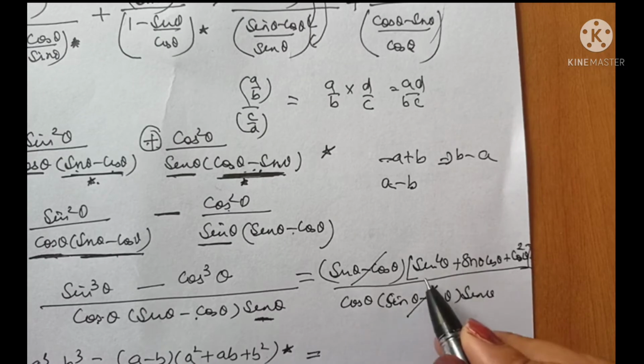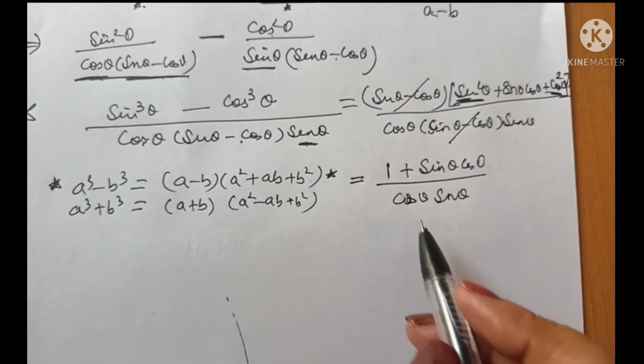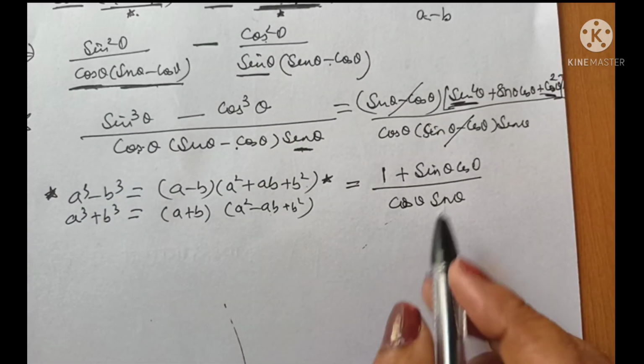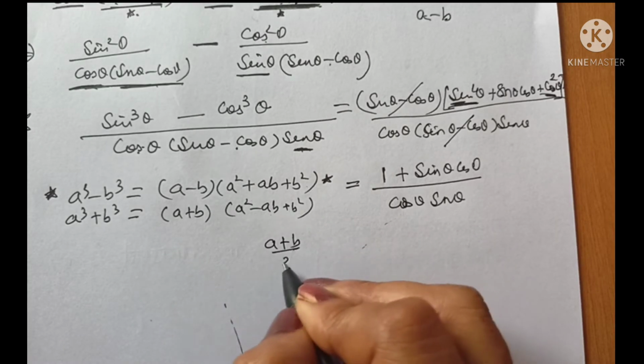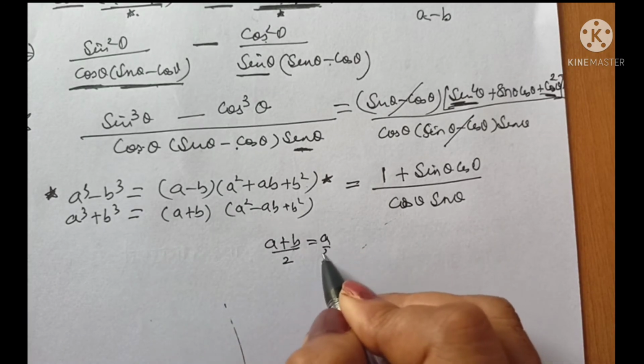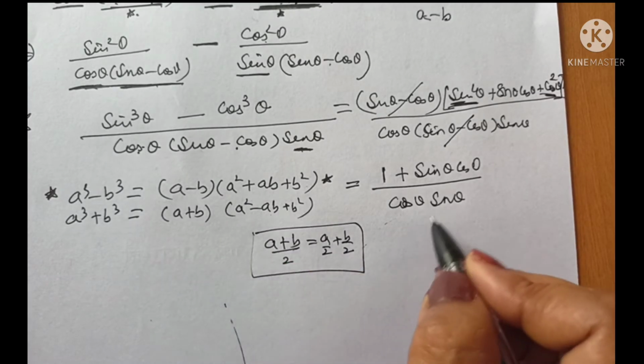I am left with what? What is sin square plus cos square? It is 1 plus sin theta cos theta as it is. And in the denominator I have cos theta sin theta. Now see, from here I can separate them out. Let me give you an example. Suppose I have a plus b over 2. So can I write it as a by 2 plus b by 2? I can write it. The same thing I will apply here.